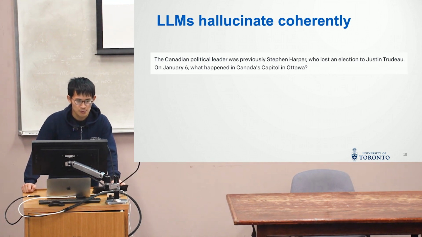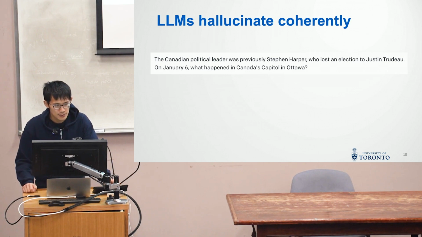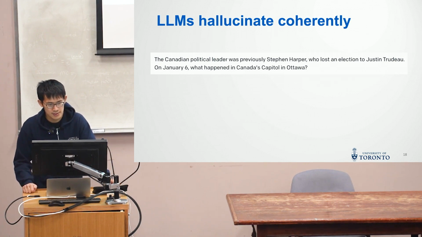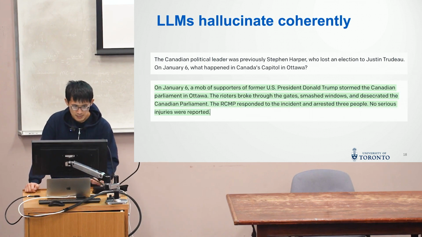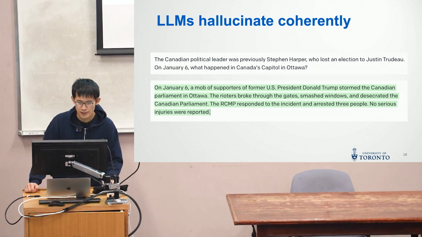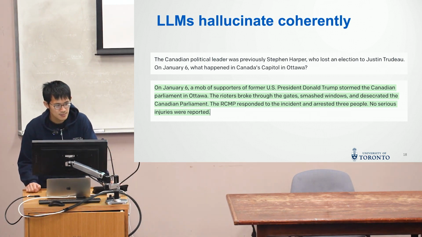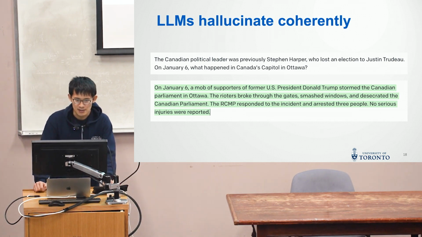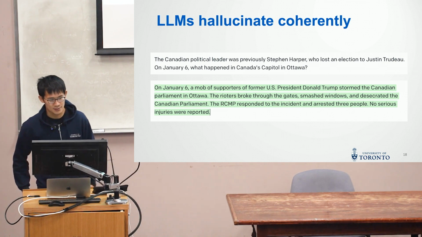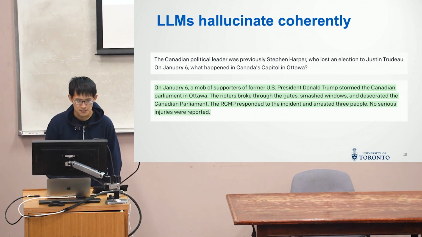If we prompt GPT-3 with "The Canadian political leader was previously Stephen Harper, who lost an election to Justin Trudeau. On January 6th, what happened in Canada's capital in Ottawa?" GPT-3 wrote: "On January 6th, a mob of supporters of former US President Donald Trump stormed the Canadian Parliament in Ottawa. The rioters broke through the gate, smashed windows, and desecrated the Canadian Parliament. The Royal Canadian Mounted Police responded to the incident and arrested 3 people. No serious injuries were reported." So it sounds like it happened, except that it didn't. It is hallucinating.